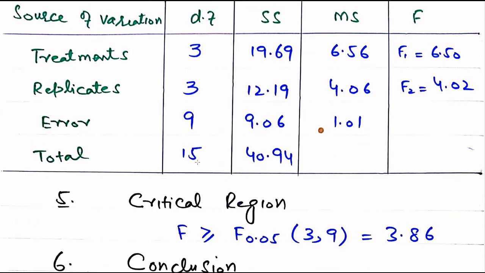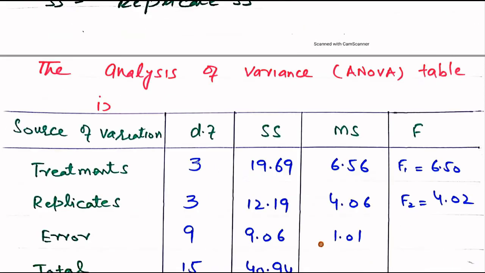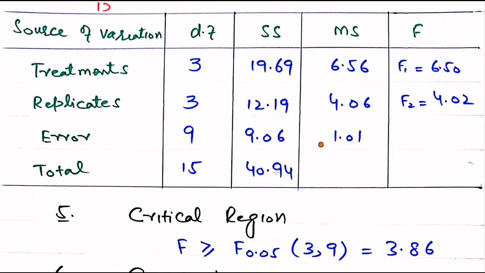Here is total, degree of freedom rk minus 1. The total number of observations is 16, minus 1, 15. The total sum of square is 40.94. The error sum of square is obtained as the total sum of square minus treatment sum of square minus replication sum of square. We got the answer 9.06. Similarly, we obtain its degree of freedom: error is 15 minus replication 3 minus treatment 3, 15 minus 6, 9.